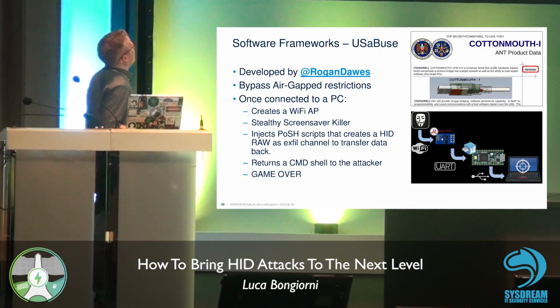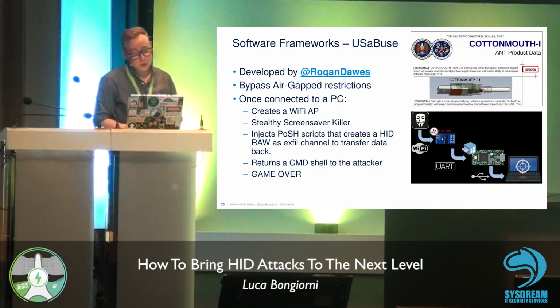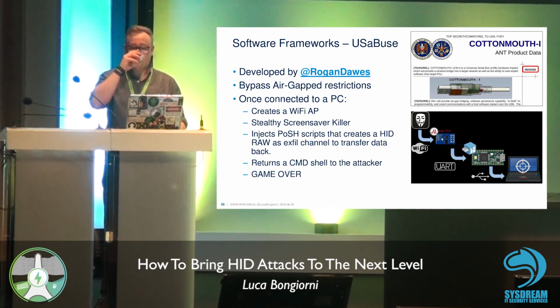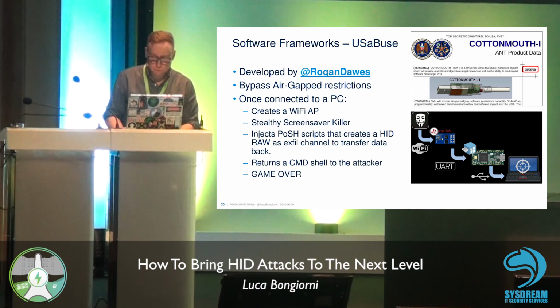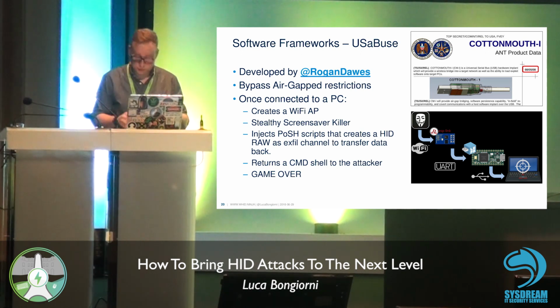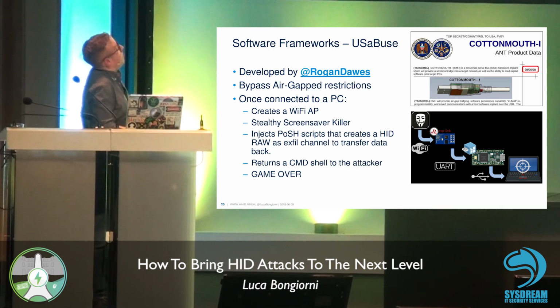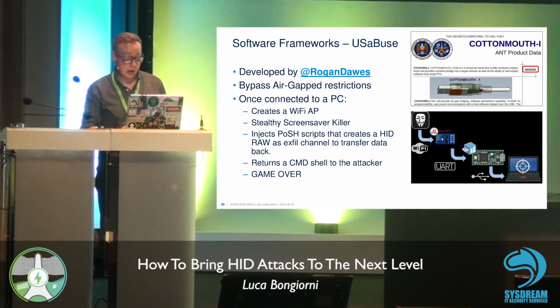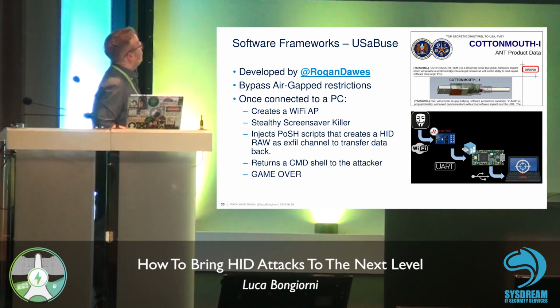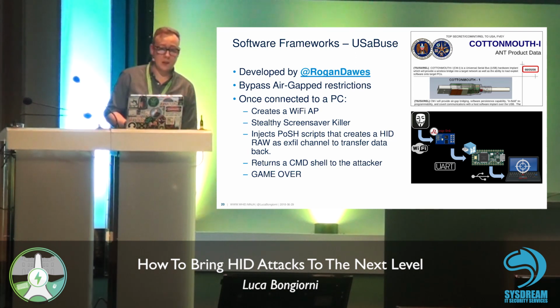Another software worth mentioning is USBAbuse. It was developed by Rogan Dawes from SensePost. The idea is that it is also based on Cottonmouth. This is the original PDF leaked by Snowden. This implant was created in 2008 by NSA TAO, and practically USBAbuse is replicating the same functionalities. The main goal is to bypass air gap restrictions.